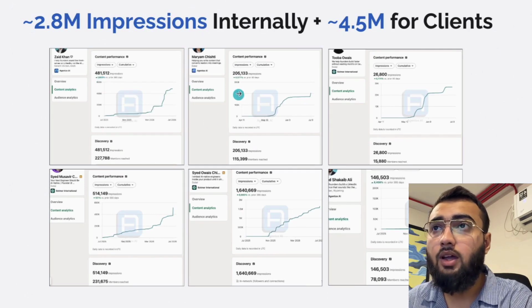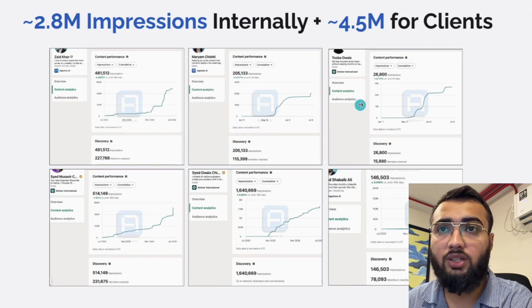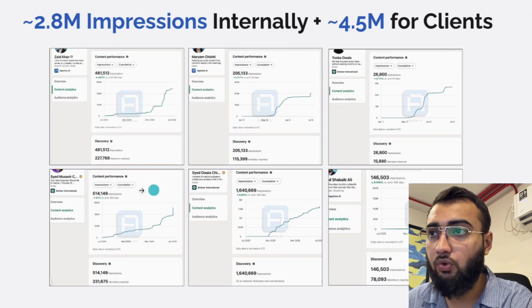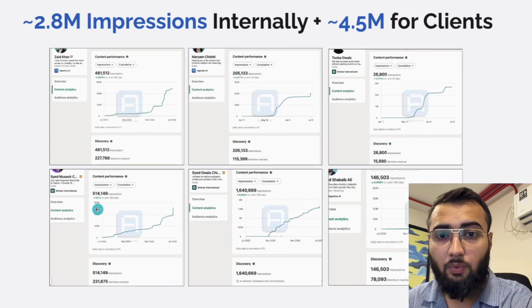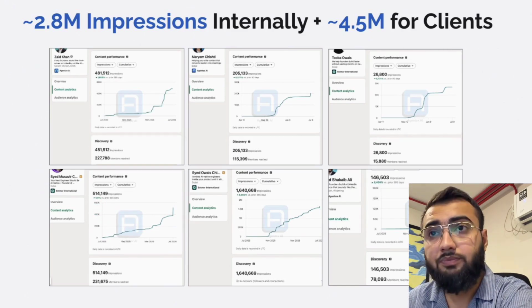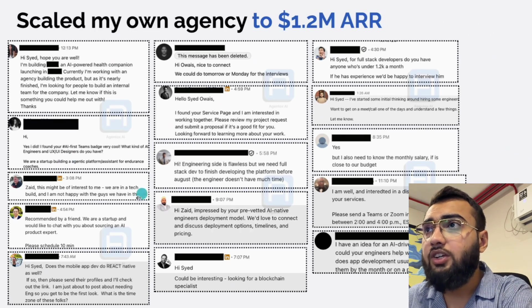Then we have a newer profile which generated nearly 200,000 impressions. Then we have 26,000. Then we have 1.6 million impressions in the last few months. Then we have 500,000 impressions in the last few months. And when it comes to clients, we have done a lot more as well. The screenshots you are seeing here show the main goal we try to achieve.